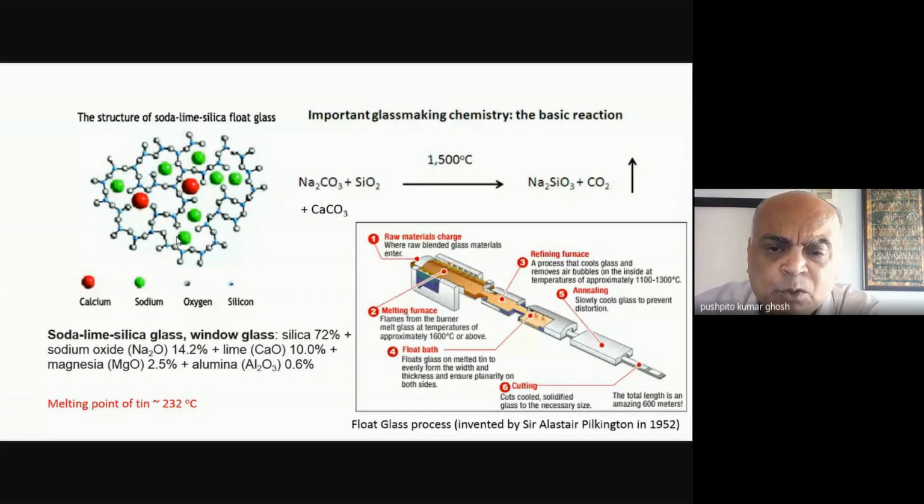The typical glass blowers, you go to them and they will do your beakers and stuff like that. Those are all done at about 700-800 degrees centigrade.